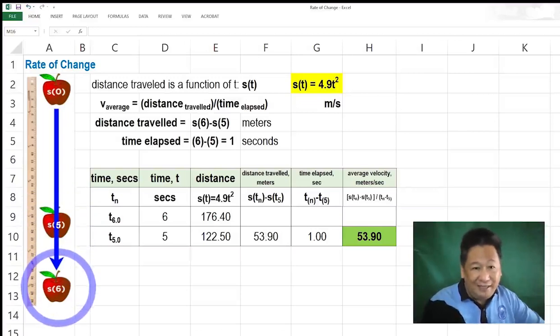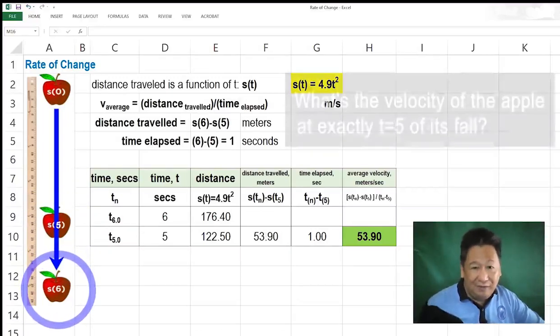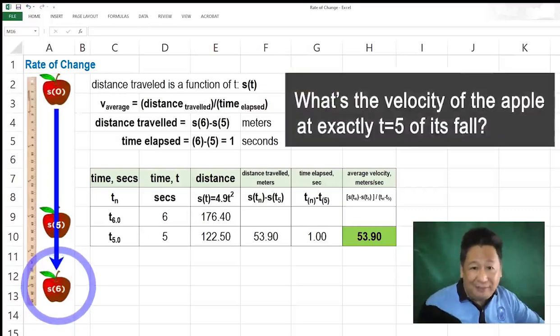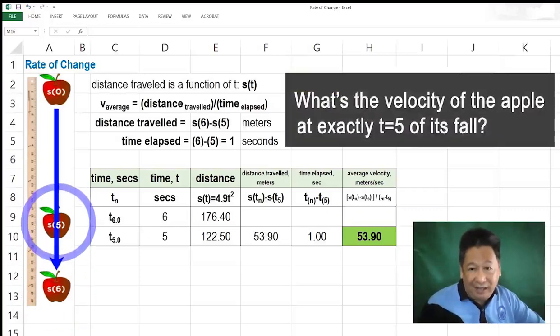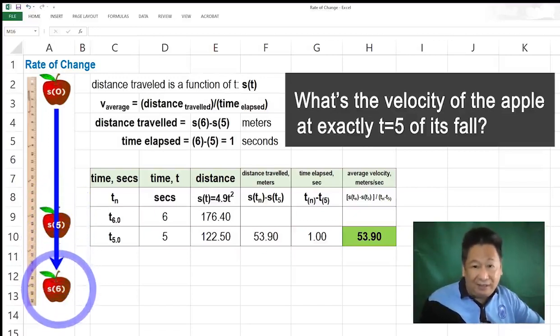But what exactly is Newton after? He's after the precise velocity of the apple at the exact moment t equals 5 seconds of its fall. We can do something similar to the second line in lesson 2 and nudge the point at t equals 6 closer and closer to the point at t equals 5. Let's execute this using Excel.